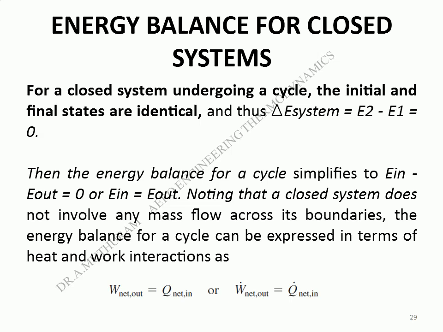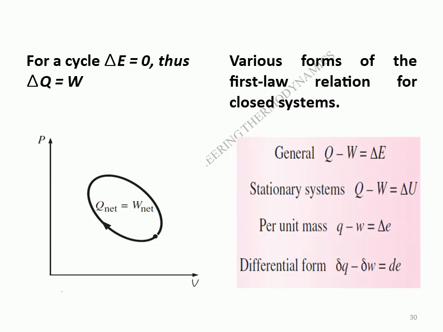Noting that a closed system does not involve any mass flow across its boundaries, the energy balance for a cycle can be expressed in terms of heat and work interactions as net work output is equal to net heat input. For a cycle, ΔE equals 0. Thus ΔQ equals W. Various forms of the first law relation for closed systems.